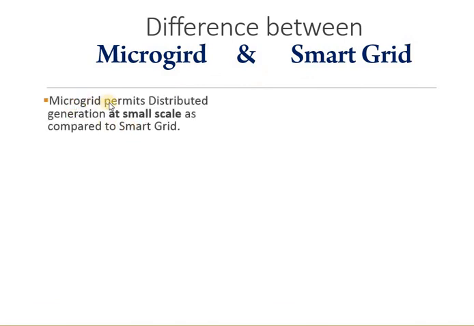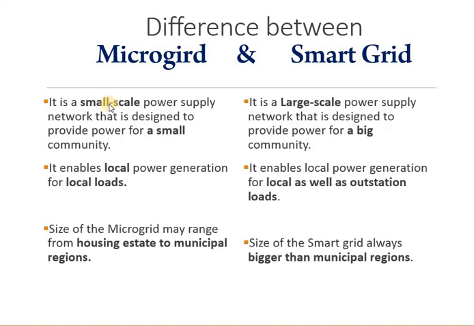So, a microgrid is basically a small-scale power supply network that is designed to provide power for a small community. Whereas a smart grid is a large-scale power supply network that is designed to provide power for a big community.